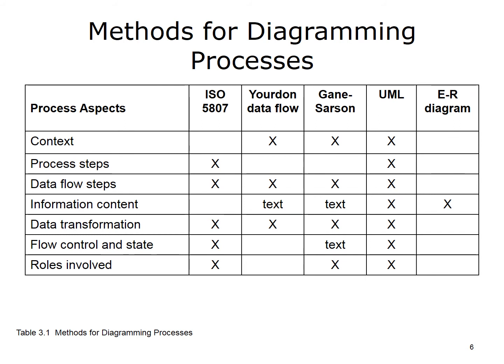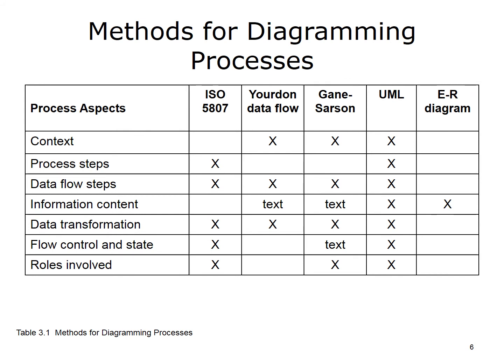This unit covers 5 notations that are commonly used to diagram processes: ISO 5807, Jordan, Gain-Sarson, UML, and ER diagrams. ISO 5807 can be used to represent process or data flow steps and their sequence and control, as well as information transformation and roles involved in the process. Jordan data flow diagrams represent context, data flow steps, and information transformation. In Jordan diagrams, information content is captured through text, but not captured in structured form.